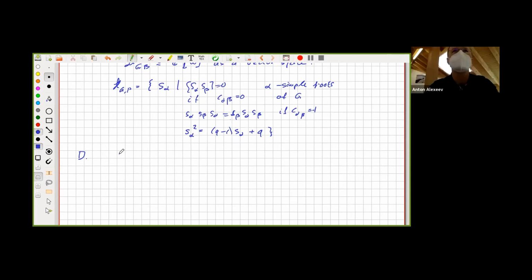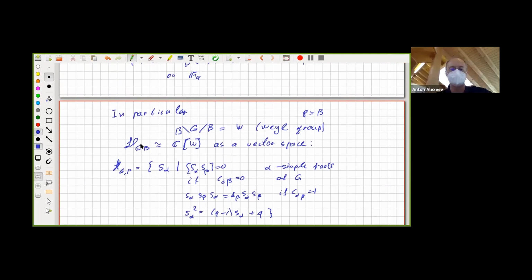Volodya, before we go on, I think maybe I got a bit confused. You said at some point that surprisingly, the Hecke algebra does not depend on Q, but in the relation, we see that it does very much depend on Q. So maybe you can share your view on that.